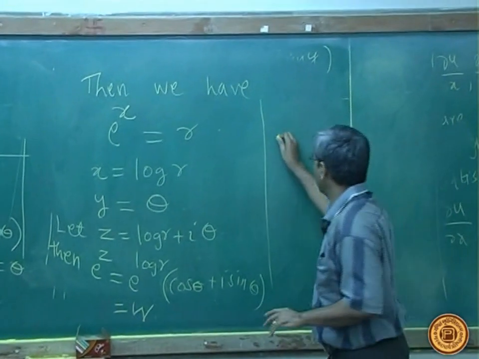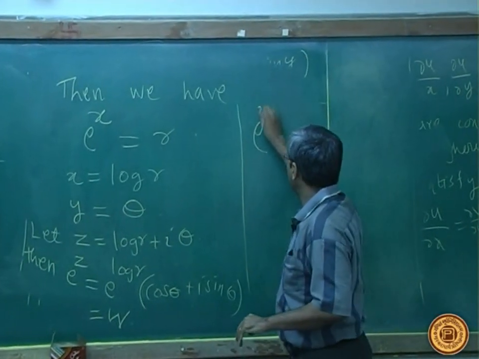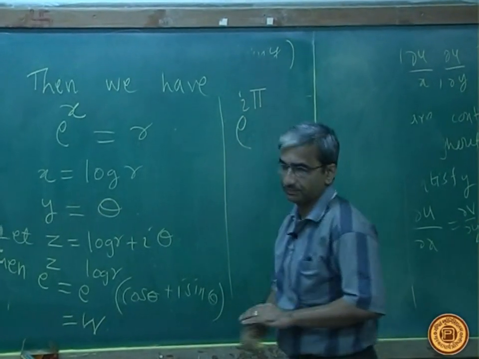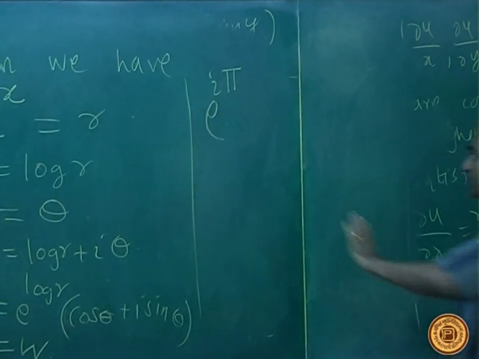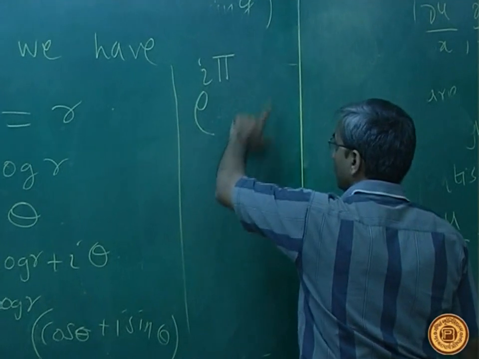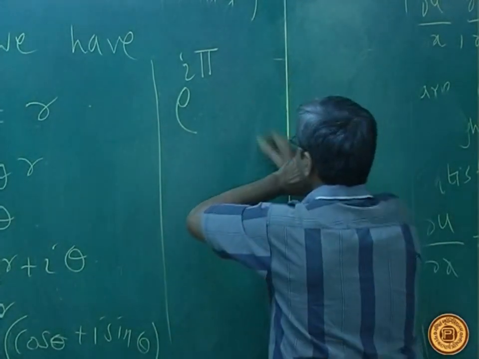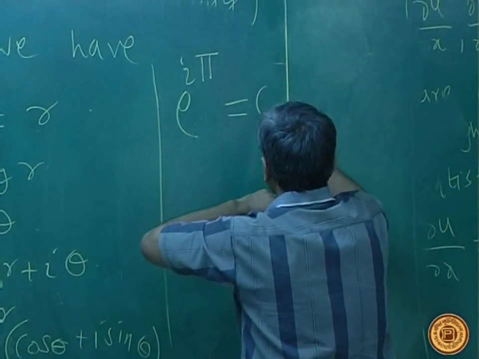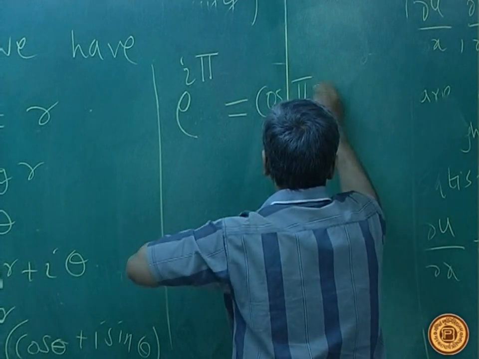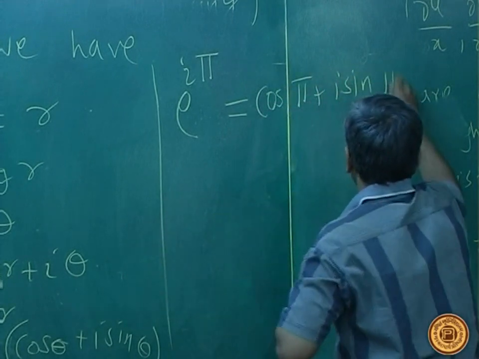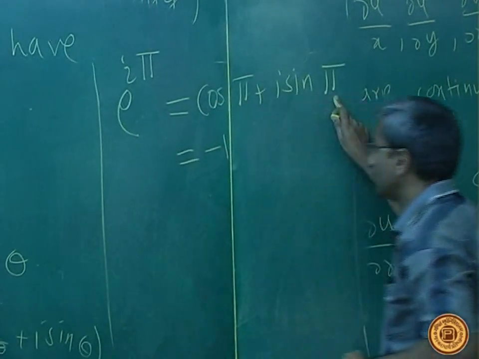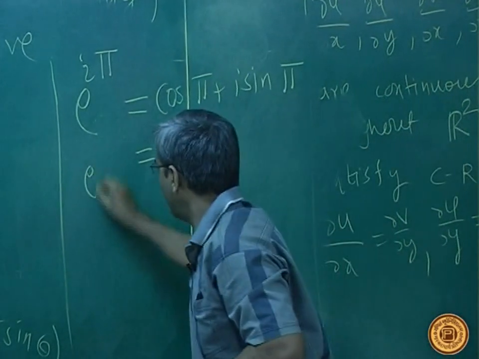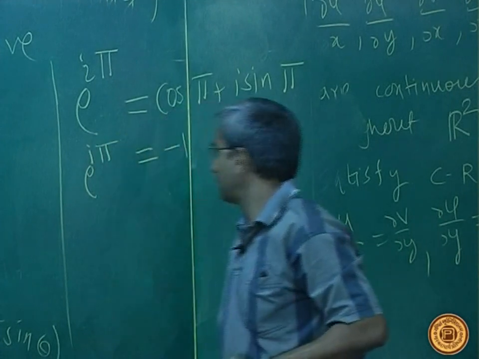See, for example, e to the power i pi. What will be e to the power i pi? So now x is 0, so e to the power x times cos y plus i sin y. But e to the power 0 is 1, so it will be just cos pi plus i sin pi. But what is cos pi? It is minus 1, sin pi is 0. So e to the power i pi is minus 1.